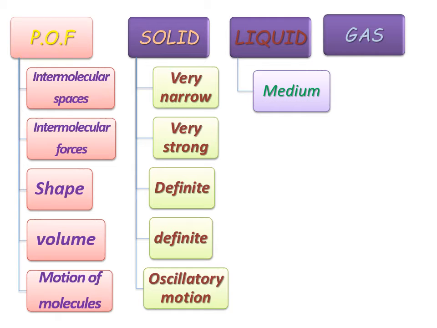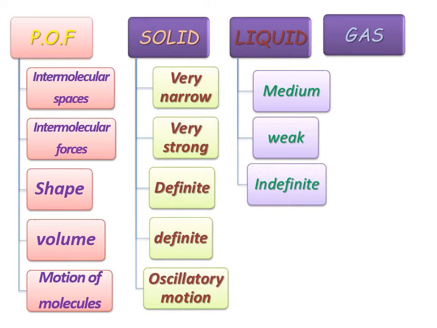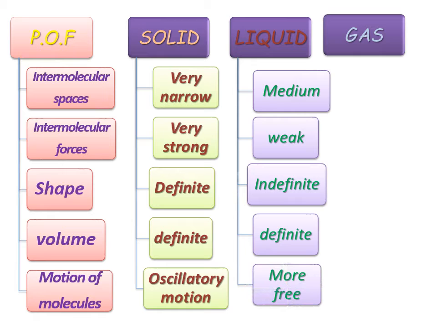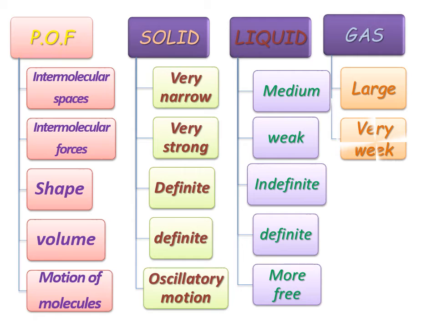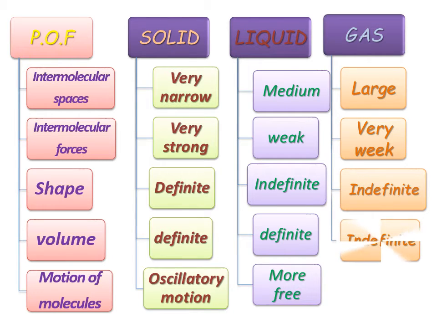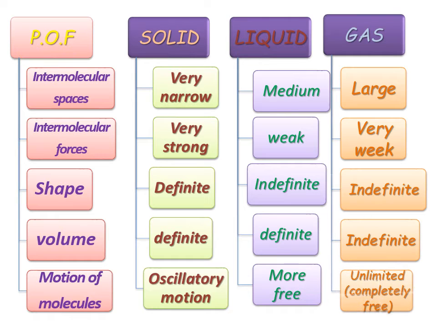Liquid: intermolecular spaces are medium, forces are weak, shape is indefinite, volume is definite, and the motion of molecules is more free. Gas: large intermolecular spaces, very weak intermolecular forces, indefinite shape, indefinite volume, and the motion is unlimited or completely free. So this is a summary of the properties of molecules in solid, liquid, and gases.